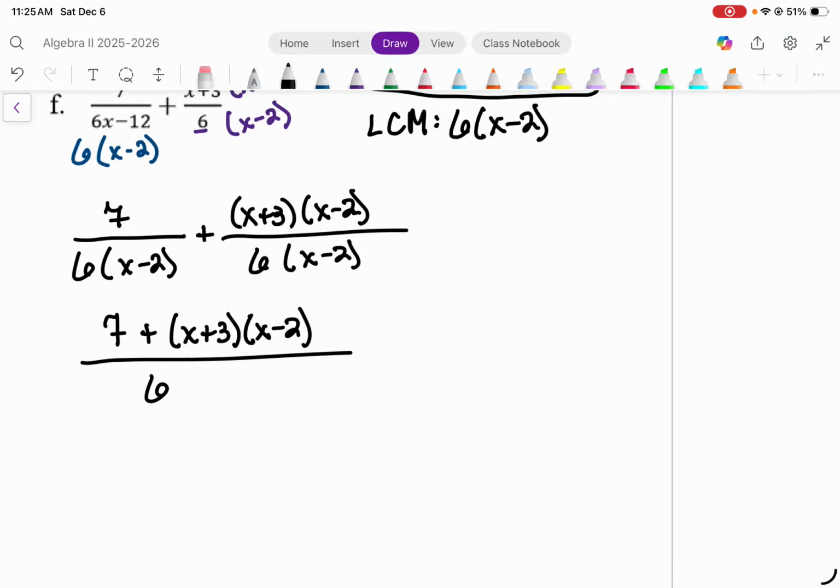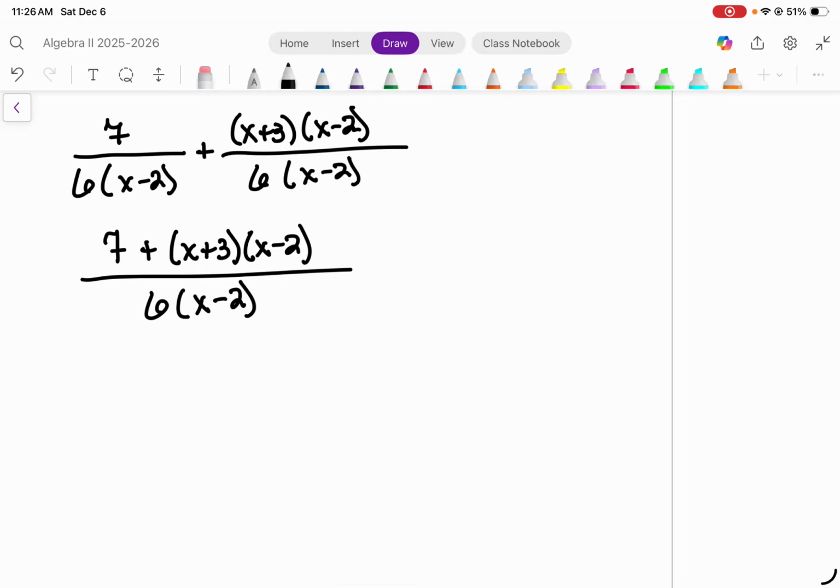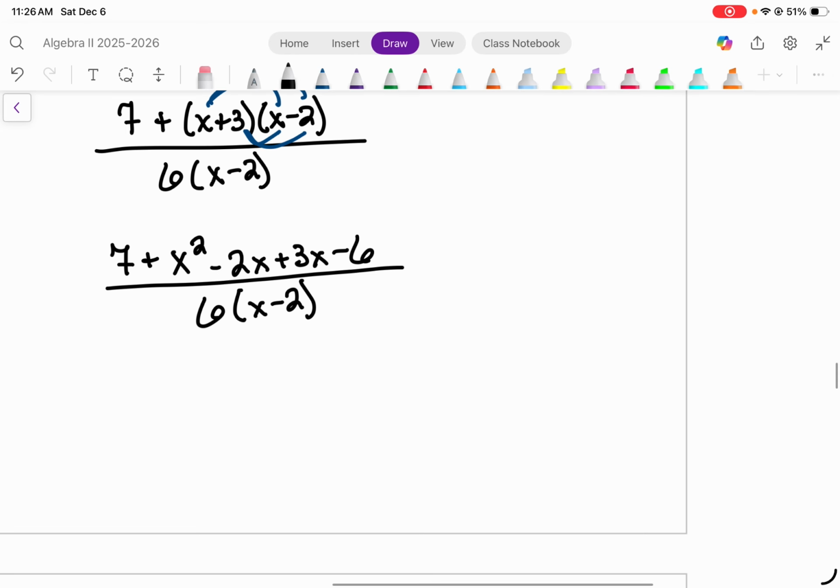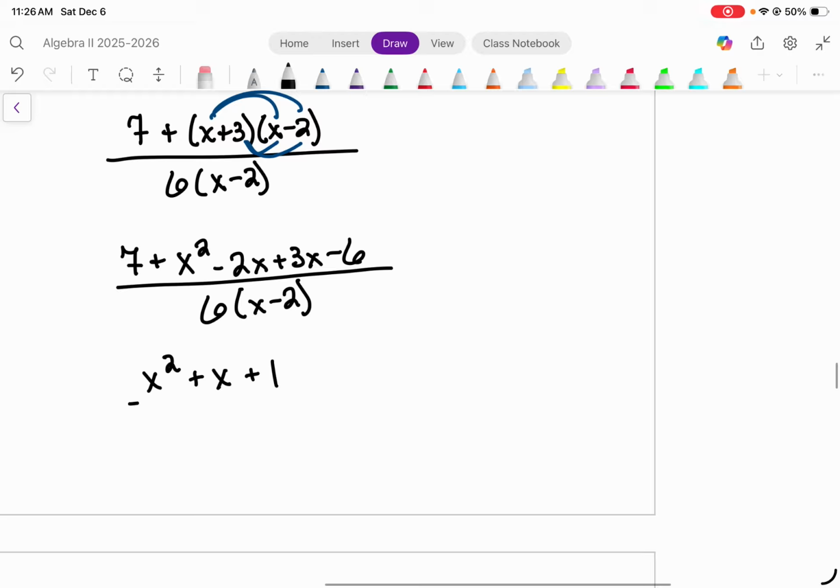All right, and then we have to simplify the top before we can say we are done because we need to make sure there's no common factors that we can simplify on both the top and the bottom. So we're going to FOIL out these parentheses at the beginning and then combine our like terms. So that would give us x squared minus 2x plus 3x minus 6 all over 6 times the x minus 2. Then we're going to combine our like terms. So I'll start with the x squared plus an x and then plus 1, it looks like. Okay, and this will be all over 6 times x minus 2.